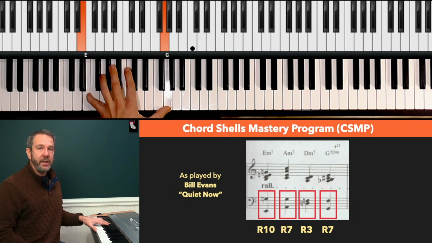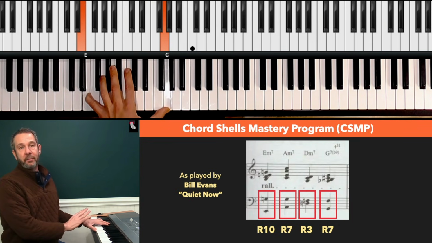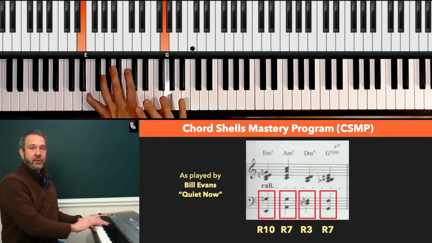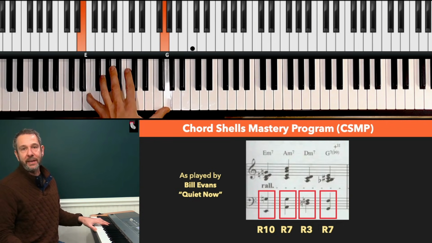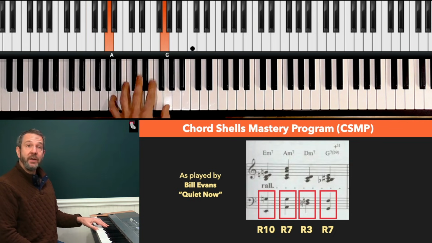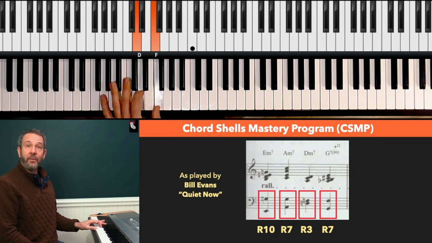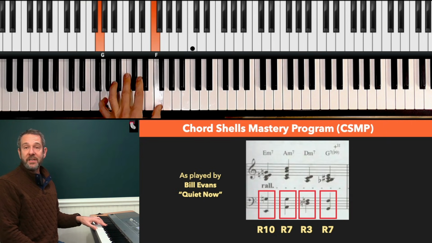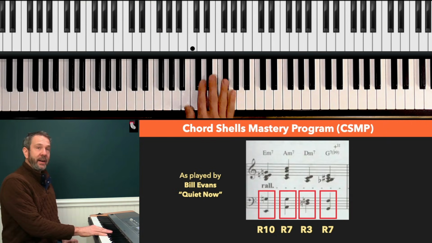With this chord shell, most players are not going to be able to play this. So if you can't play this, don't worry, most players cannot play this. That's quite a stretch right there. Right? The next one is root 7 on A minor, then root 3 on D minor, and then root 7 on G7. But now look at what's going on in the right hand.